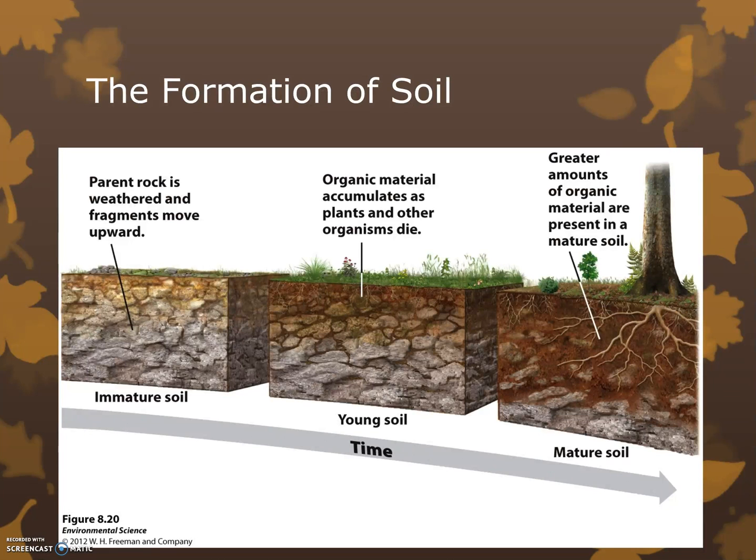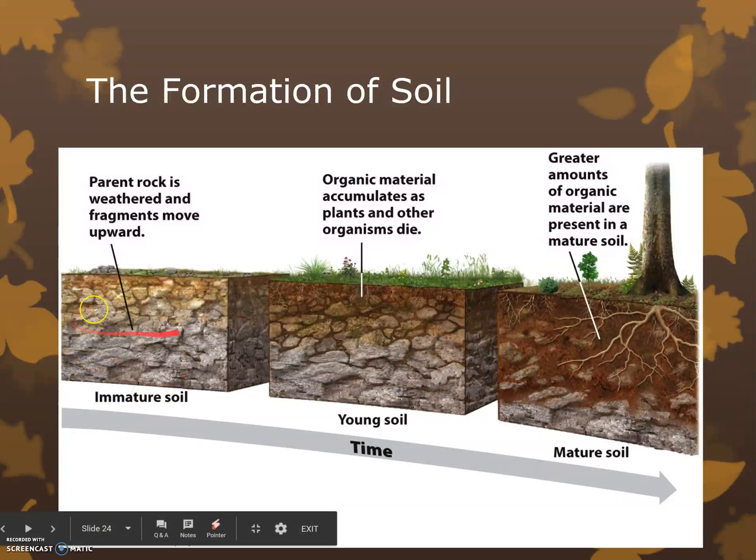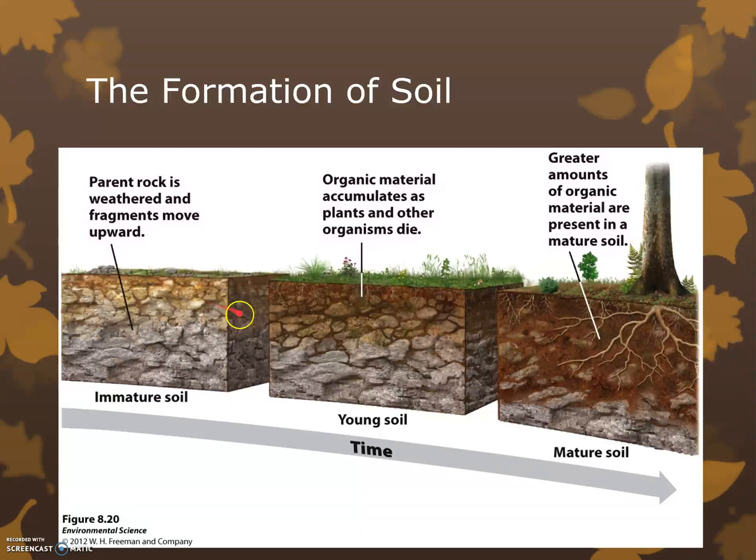If we look at this diagram, we can see immature soil where there's a lot of parent rock, and the parent rock is pretty high up to the surface. As we go through time, we have younger soil, so we have more organic material accumulating as plants and other organisms die. And you can see that this parent material is a little bit more broken up. And then as we have mature soil, greater amounts of organic material are present in mature soil. It supports larger plants that are able to grow. And these roots are able to permeate much better, which is part of the reason they're able to support bigger things.